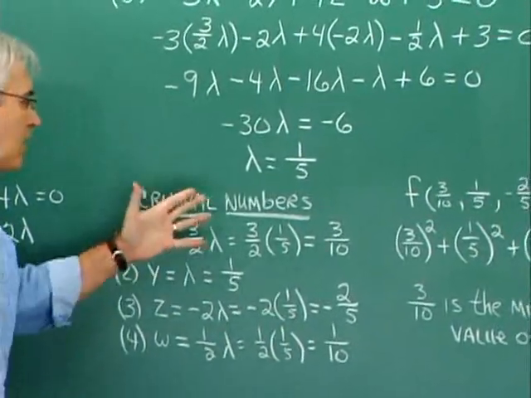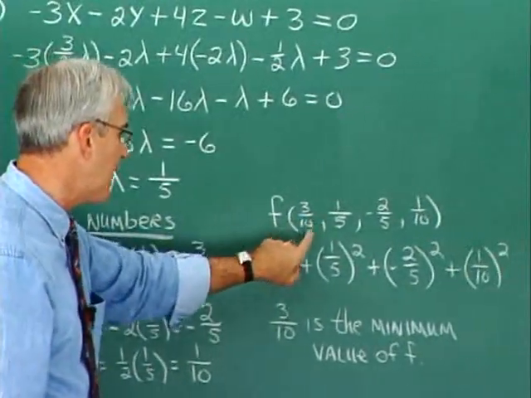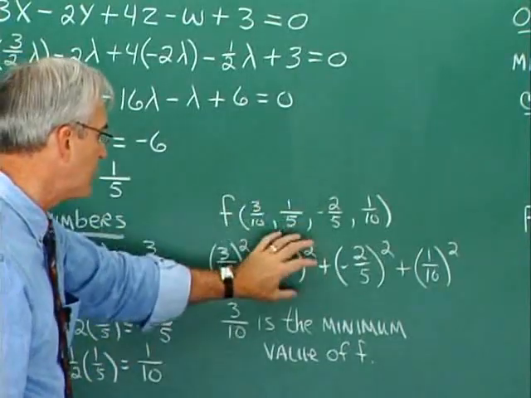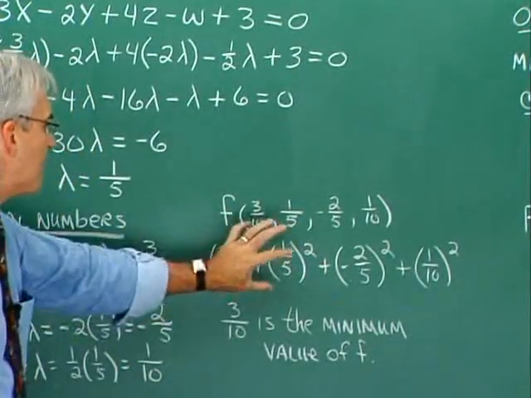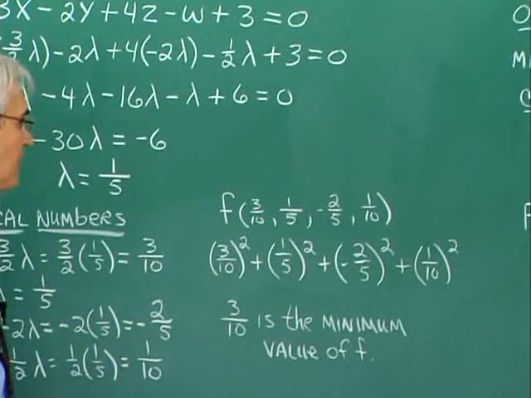And now these are our critical numbers, so we write the function in terms of the x, y, z, and w that we found right here. And that function in terms of those variables is this. The value is 3/10, and 3/10 then is the minimum value of the function.